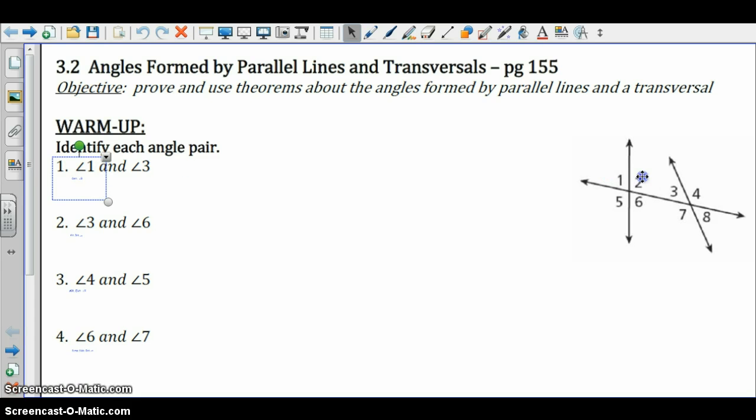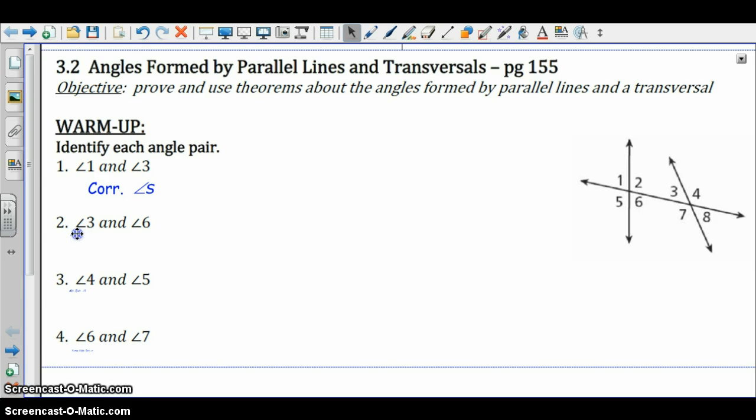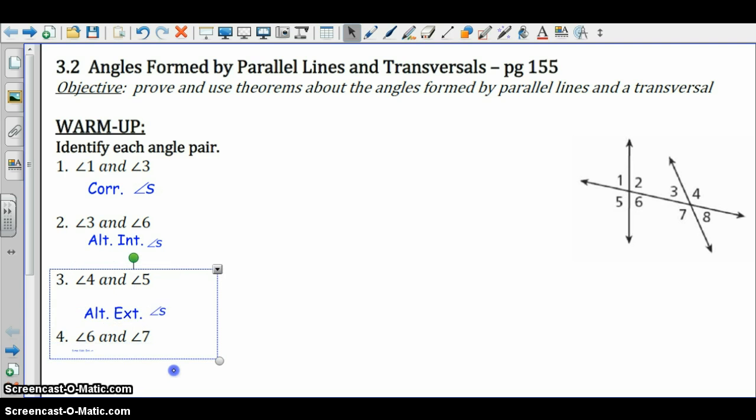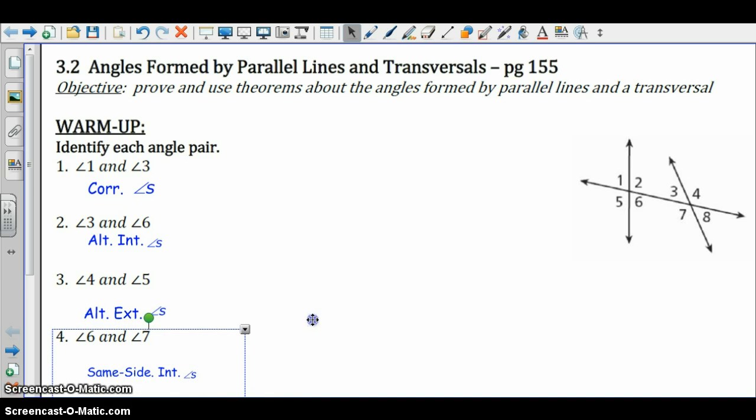Angles 1 and 3 are corresponding. Angles 3 and 6 are alternate interior angles. Angles 4 and 5 are alternate exterior. Angles 6 and 7 are same side interior angles.